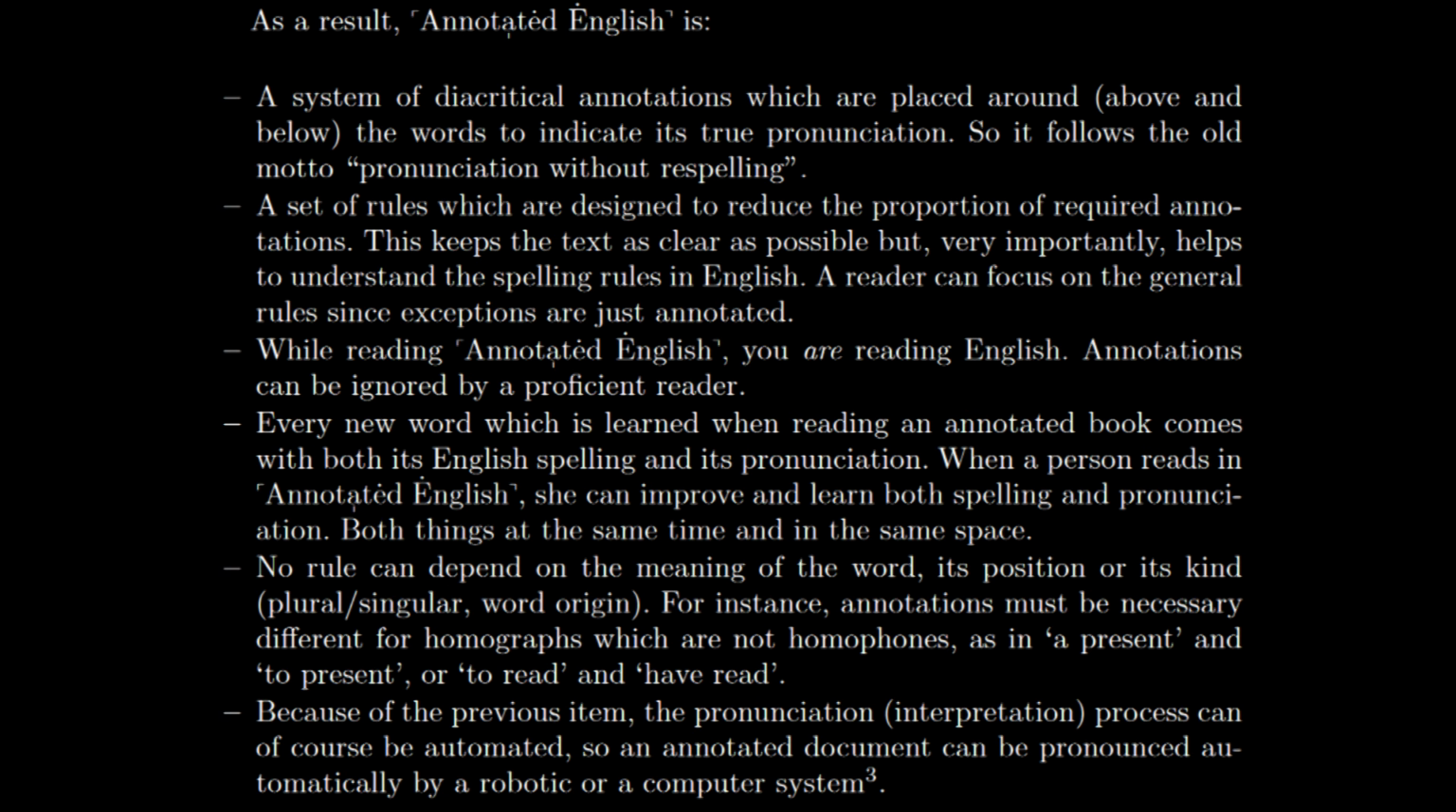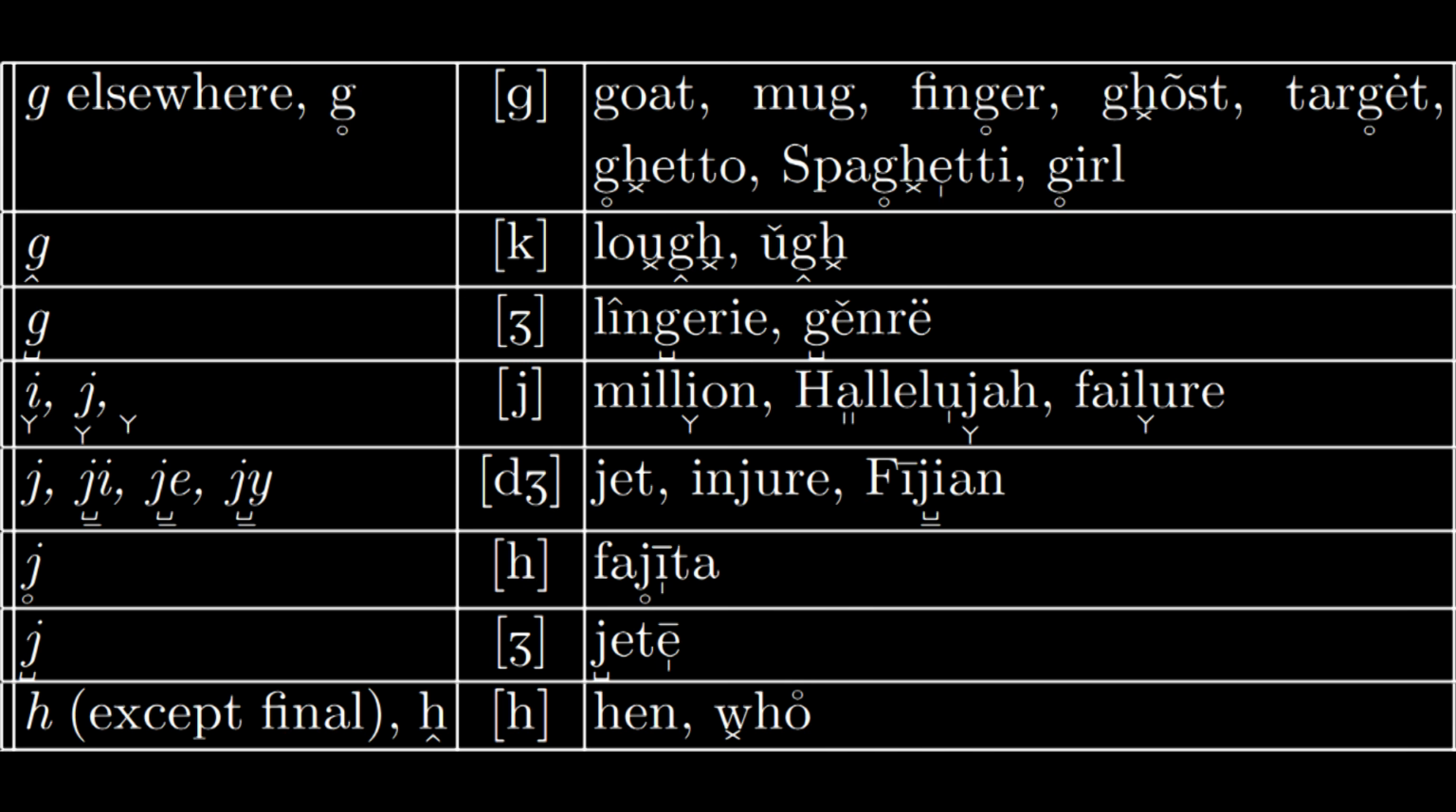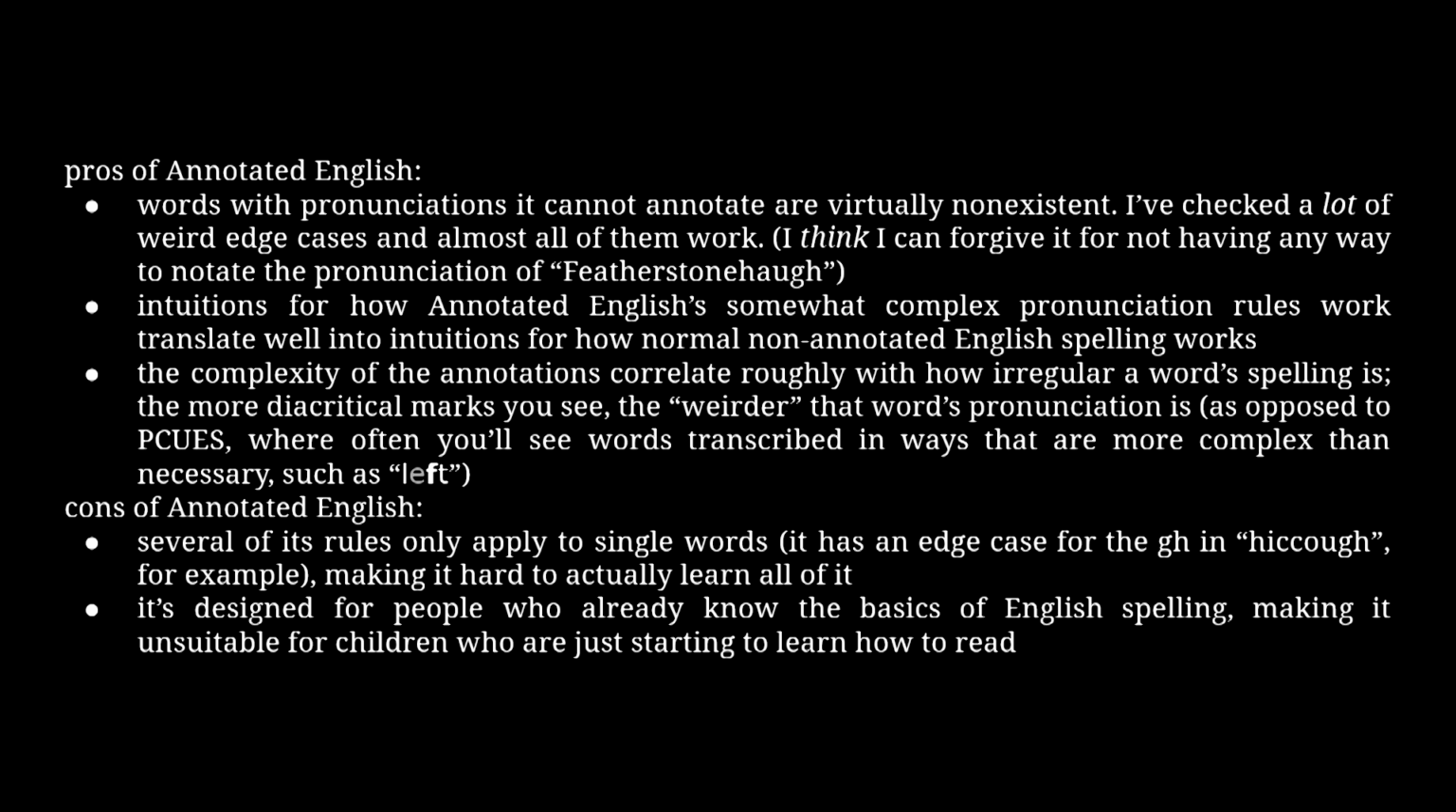Annotated English is intended to be used by adults who already have a baseline understanding of how English spelling generally works. In fact, it seems like the sorts of words Annotated English is optimized for are the same sorts of words that PCUES seemingly neglects. It's almost certainly too complicated to be useful for teaching children, but its existence clearly demonstrates that, yes, it is possible to have a system that can unambiguously show both spelling and pronunciation simultaneously without any loss of information. The only downside is that it essentially needs to be as complex as English orthography itself in order to work.